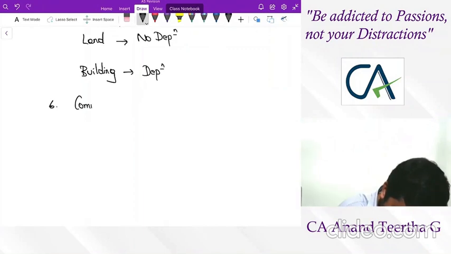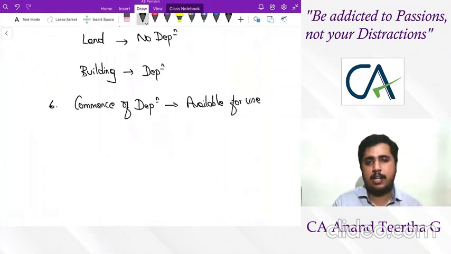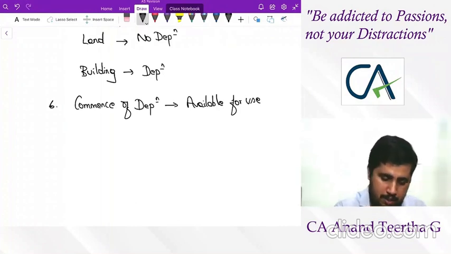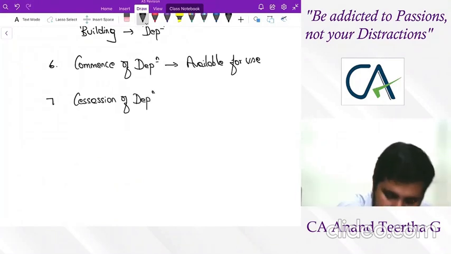Next, when do you commence the application of depreciation? Commencement of depreciation is when the asset is available for use. Either it could be active use or passive use, it doesn't matter. The asset is available for use, then you have to consider depreciation from then onwards. So this is about commencement of depreciation. Now, when does depreciation come to an end? Cessation of depreciation.